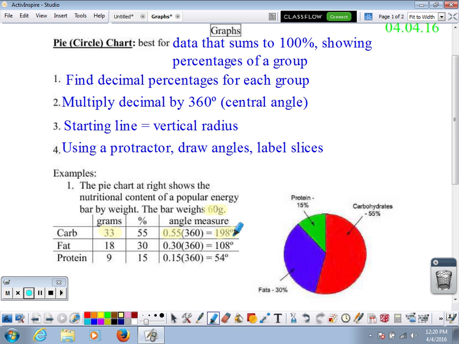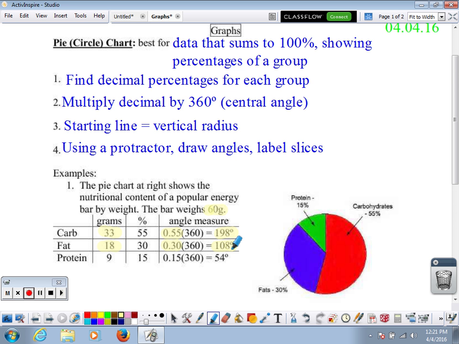Then let's look at the fats, the fat content. We have 18 grams of fat out of those 60 grams again. So take 18, divide it by 60, and you get 0.3. 30% of that bar is fat. So we take that 0.3, they multiply it by 360 degrees, and that gives them 108 degrees.